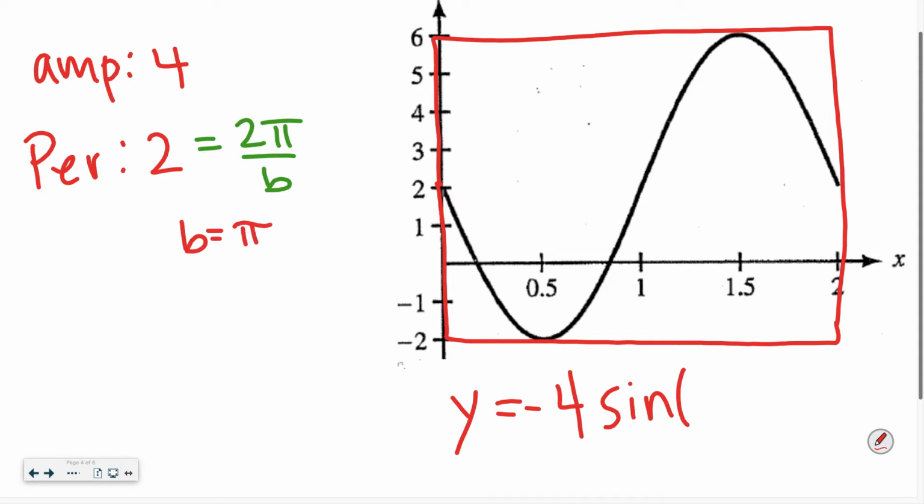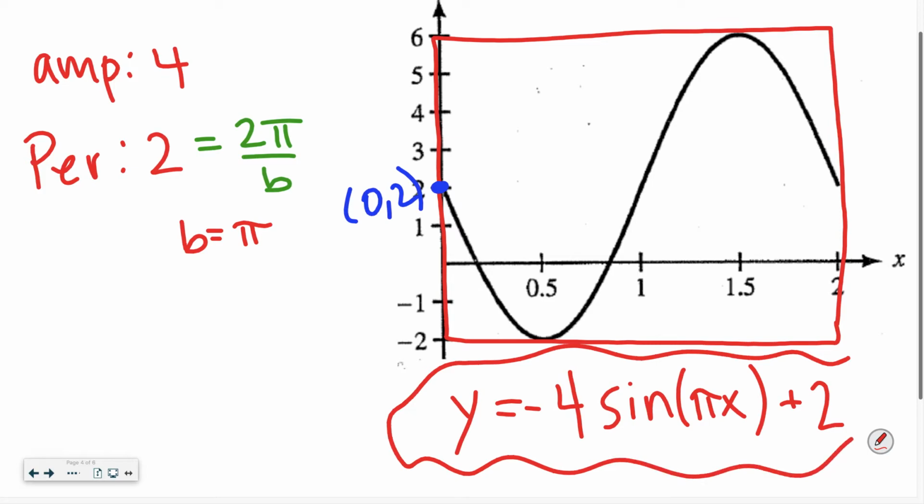Okay. Now so far we've had really nice values for b where we can just look at it and tell. If it's not as obvious, cross multiplying is a great way to solve a proportion, which is what we're working with here. Then our starting point, for sine it's nice because that is where the sine graph starts. Our starting point is at 0, 2, which means we don't have a c value. And we have a vertical shift of 2, so we'll put +2 at the very end of our equation.